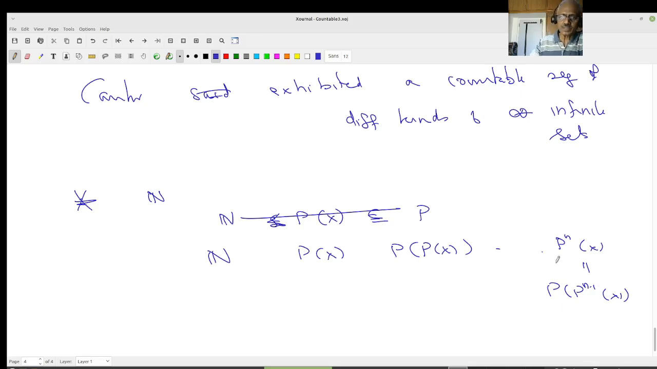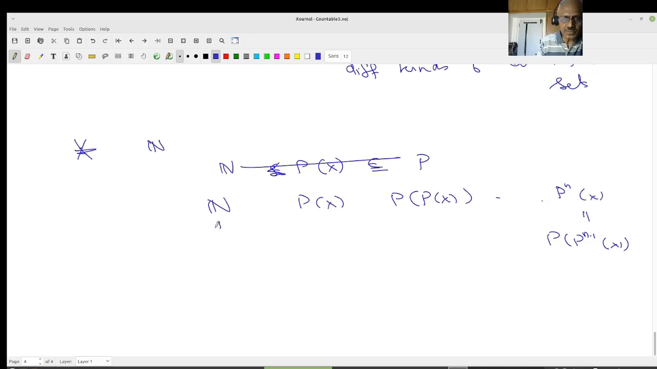Okay, these are all sets, right? This is countable. I have to show this is uncountable. I will show that in a minute. Now I will say none of these things are equal.